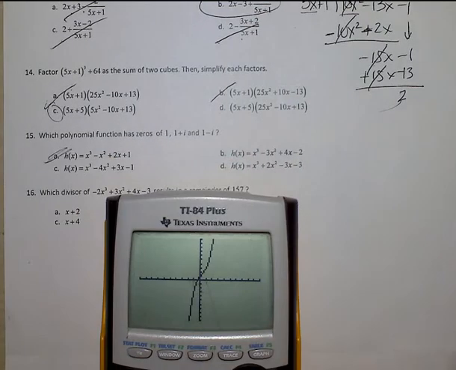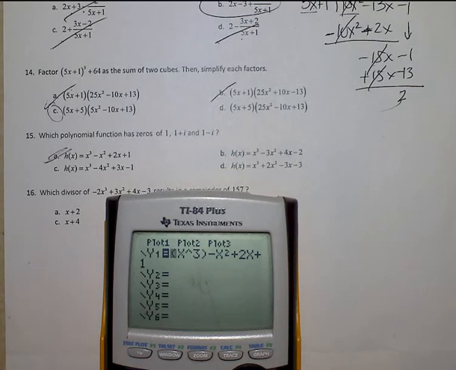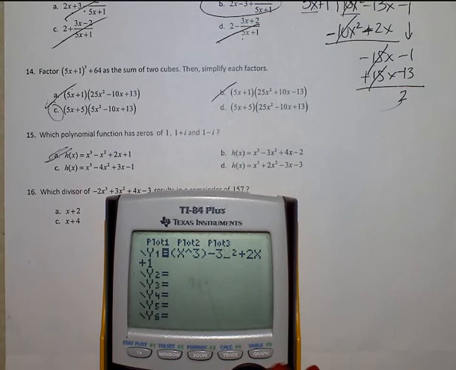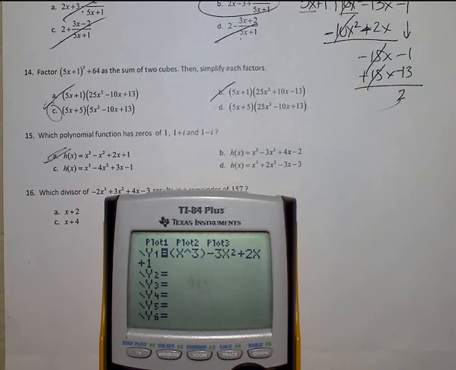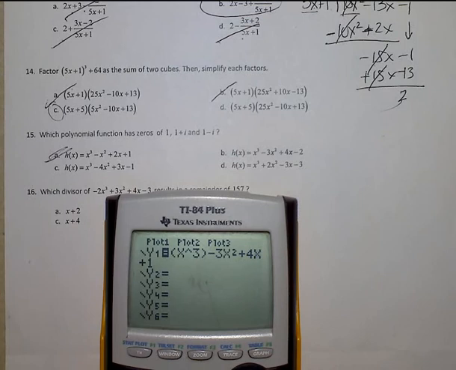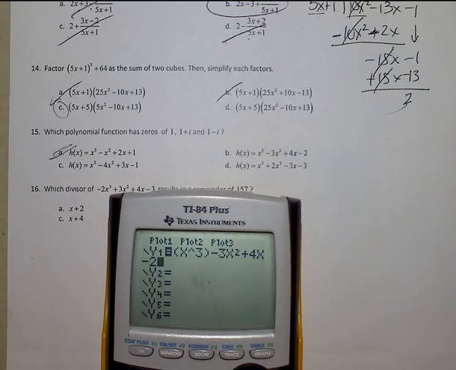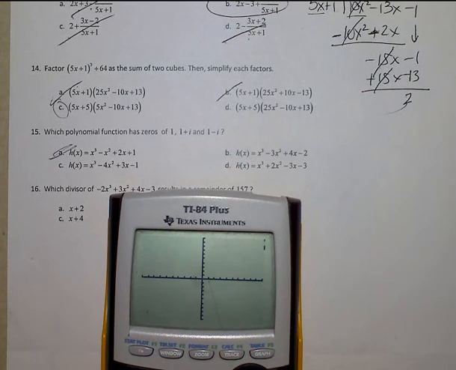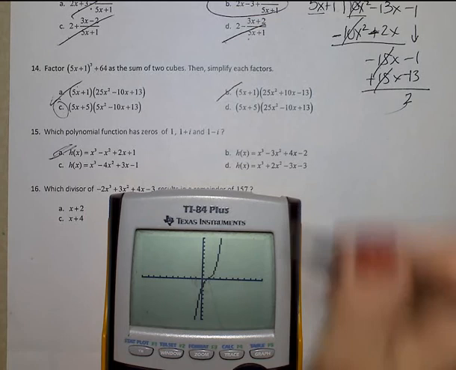Let's just choose another one. Let's do option B. So I already have x to the third done. Now we want subtract, and you can insert, if you want, a 3x squared, or you could press clear and type it in. 3x squared plus 4x minus 2. I graph it. Does this have an x-intercept of 1? Is there any other x-intercepts? Yes or no? No. I believe this is my answer.